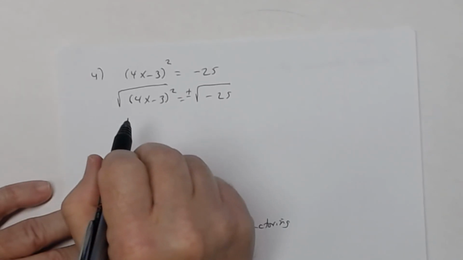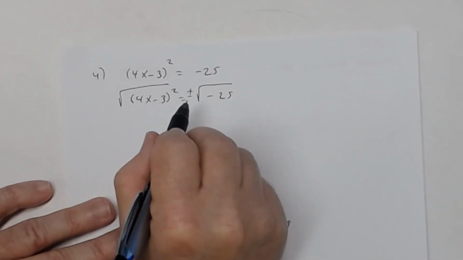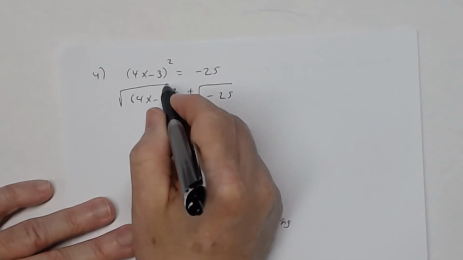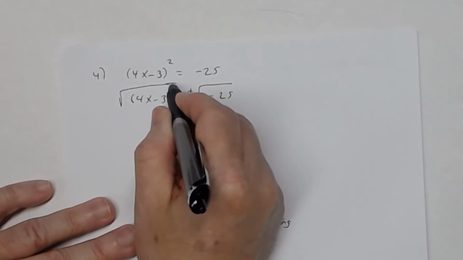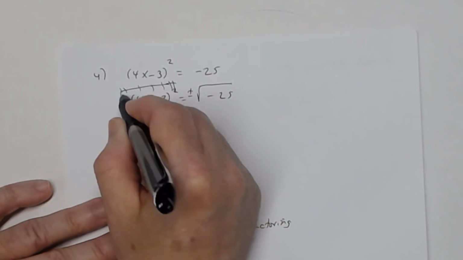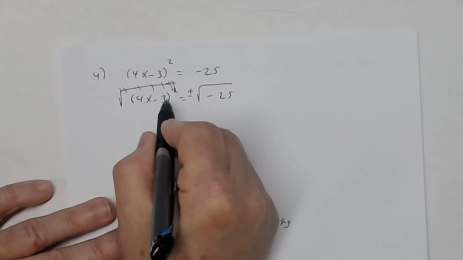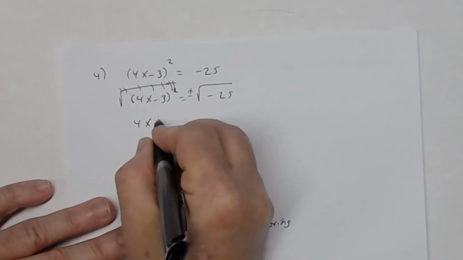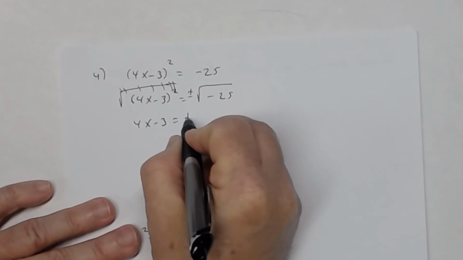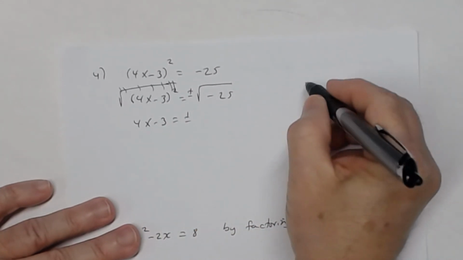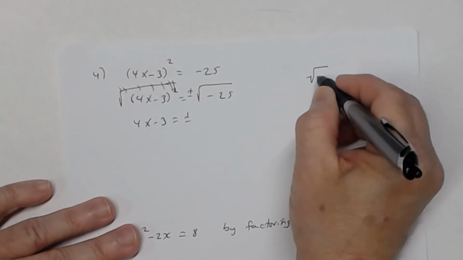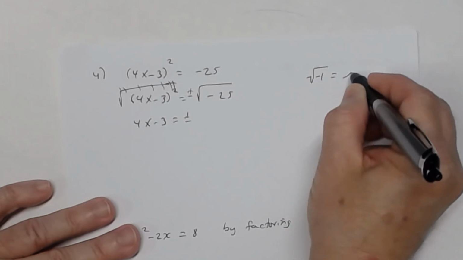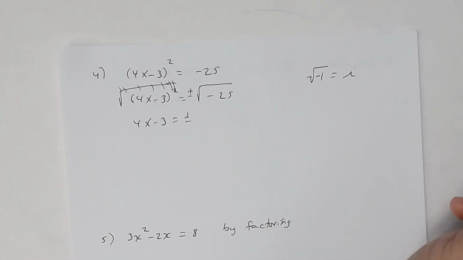So when you take the even root on both sides of an equation, you do that plus or minus. And then when I simplify this, I remember the fact that the square and the square root undo each other, and then you're left with this variable expression, 4x minus 3, equal plus or minus the square root of a negative 25. Well, remember, we learned that the square root of a negative 1 is defined to be that imaginary unit i.